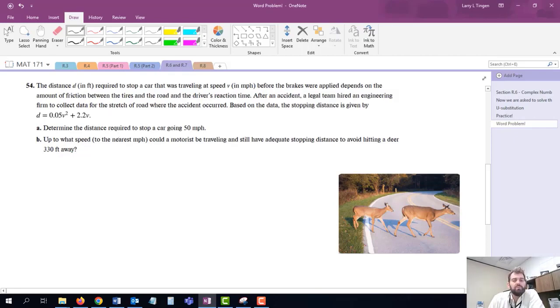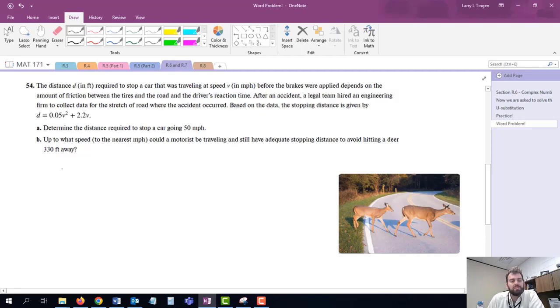in miles per hour before the brakes were applied. It depends on the amount of friction between the tires and the road and the driver's reaction time. After an incident, a legal team hired an engineering firm to collect data for the stretch of road where the accident occurred. Based on the data, the stopping distance is given by the equation d is equal to 0.05 v squared plus 2.2 v.